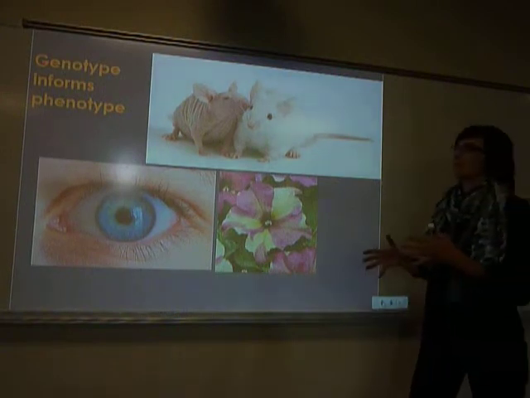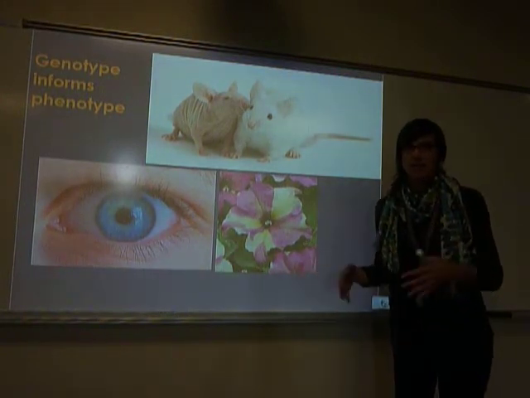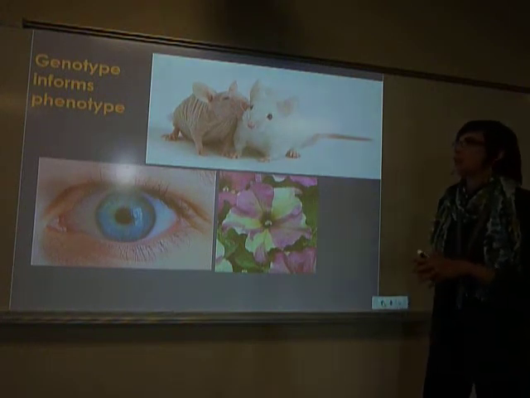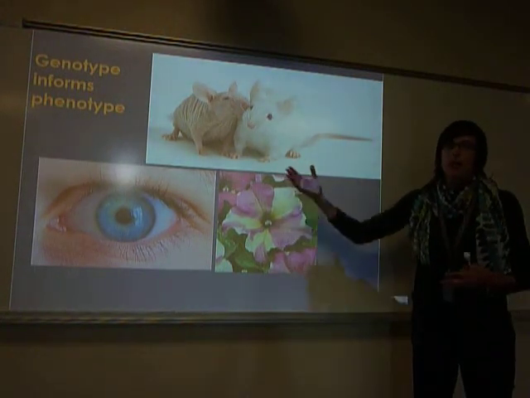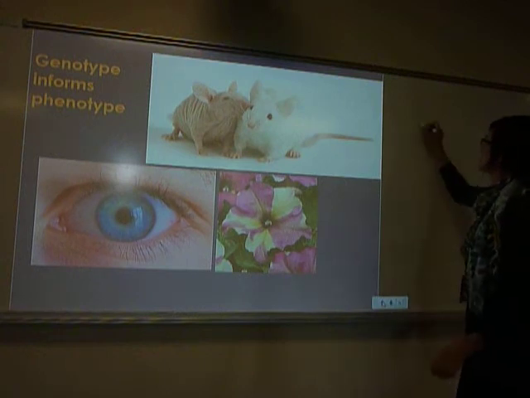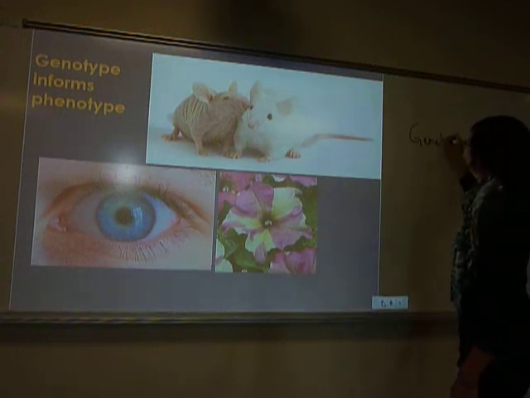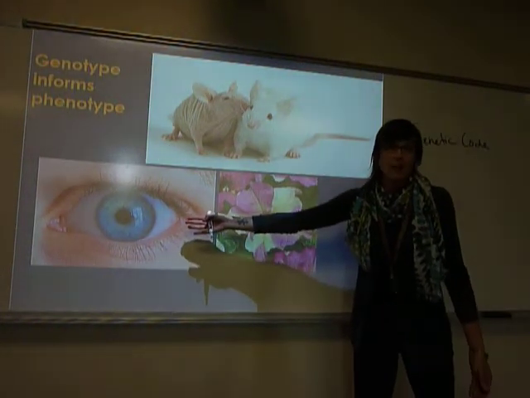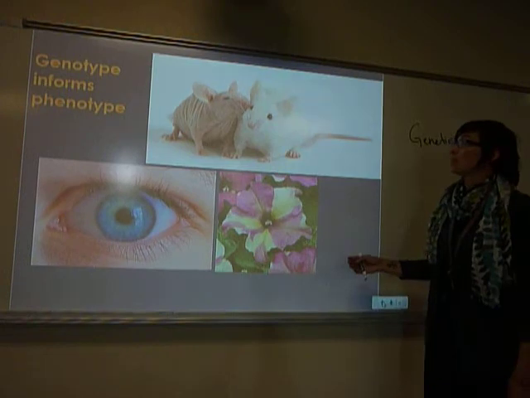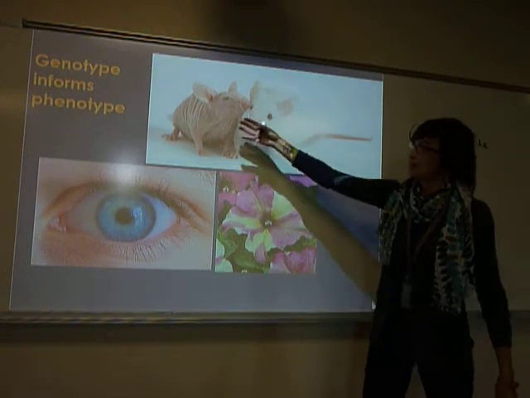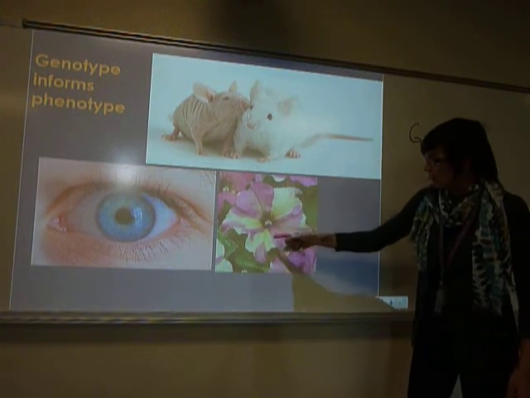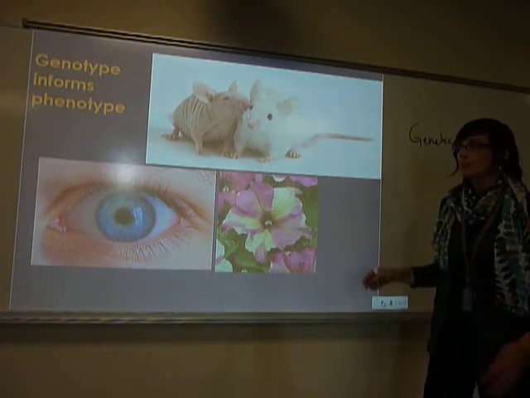Okay, our next theme. Genotype informs phenotype. For some of you, these may be words that you have only seen once or twice, or potentially you've never seen. Genotype is basically referring to your genetic code. Genetic code that's what makes your eyes potentially blue. The genetic code that makes this mouse have fur and this mouse have no fur. The genetic code that gives stripes to this petunia.